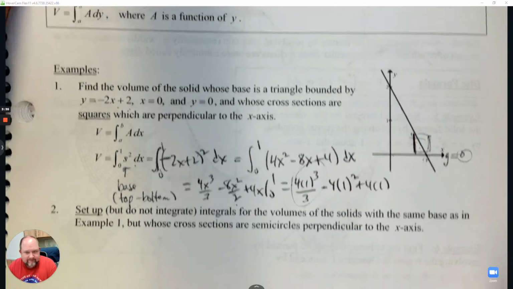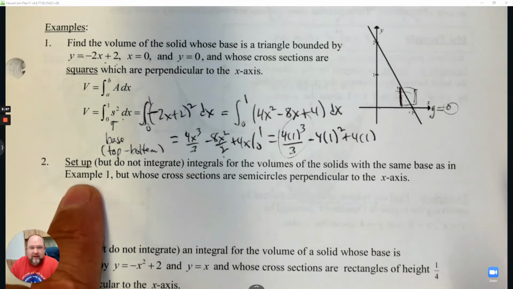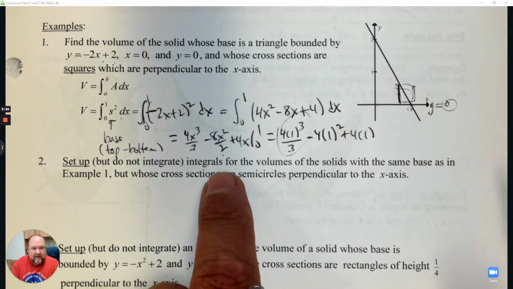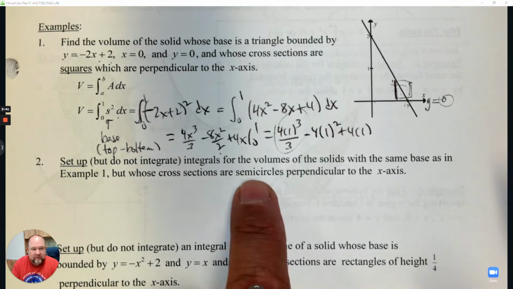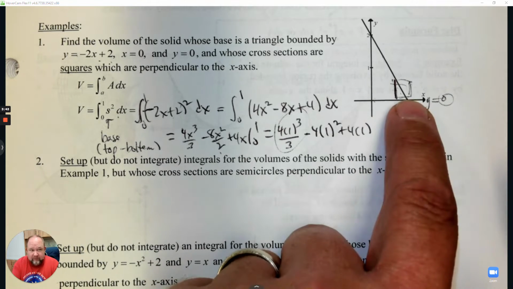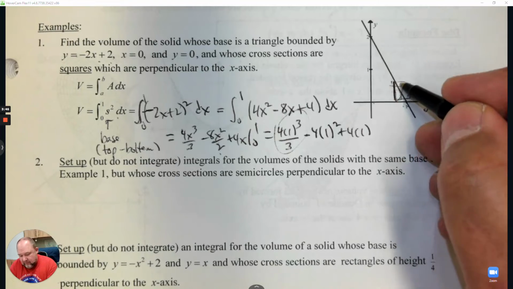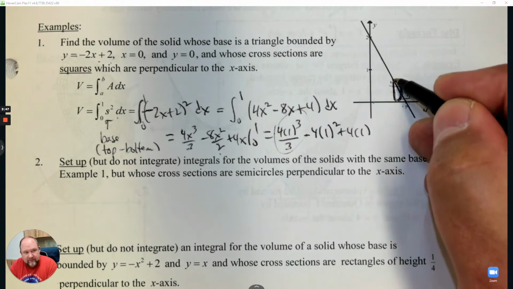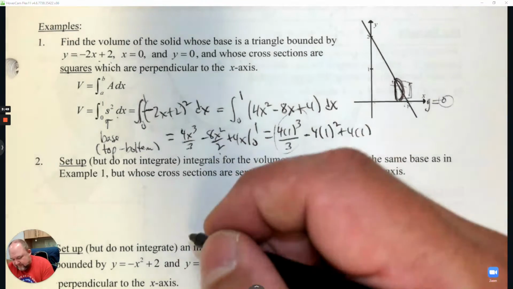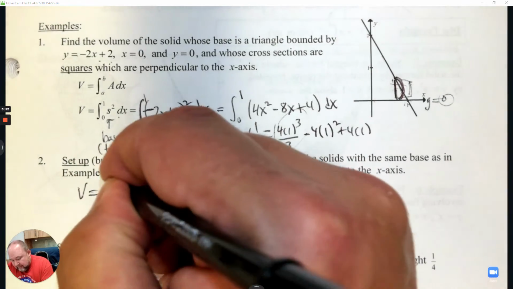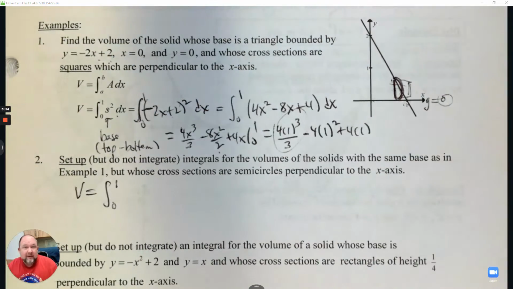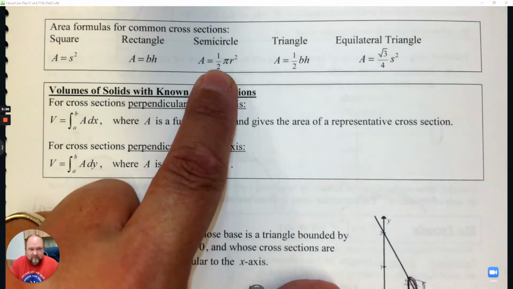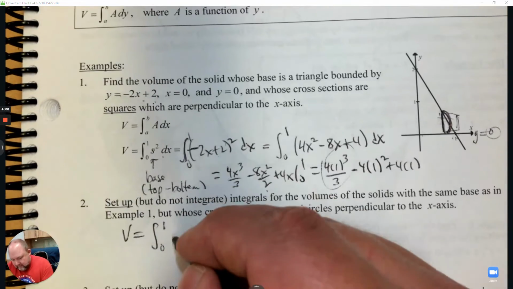Let's try it again. Here, we're going to set up, but we're not going to integrate. What happens if the cross sections are semicircles instead of squares? So now, think of the base. Now this is a semicircle instead of a square coming out at you. So again, we're integrating from 0 to 1. We need to know the formula for a semicircle. So that's up here, 1/2 pi r squared.